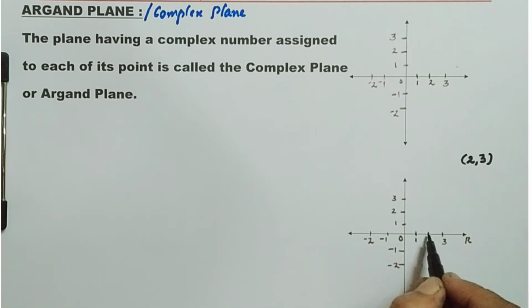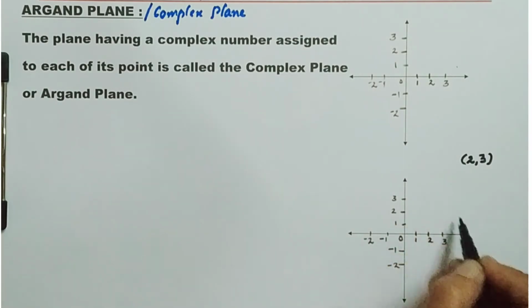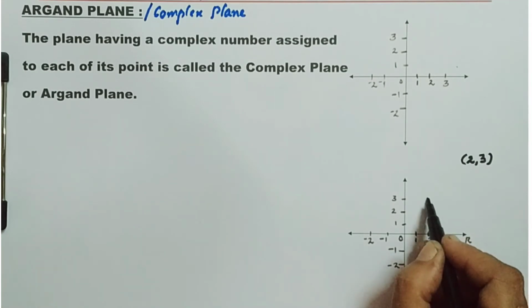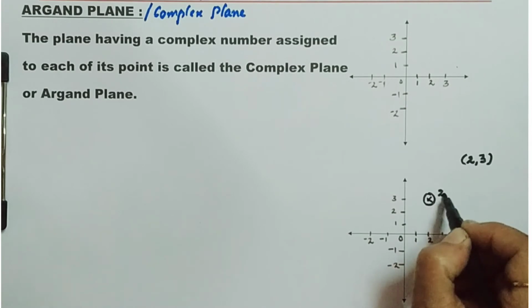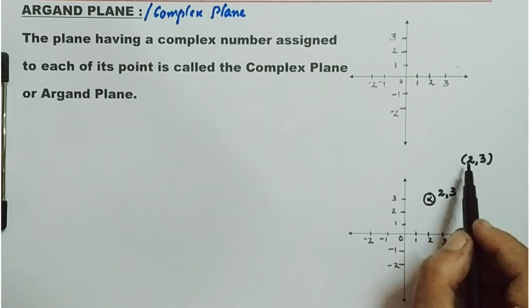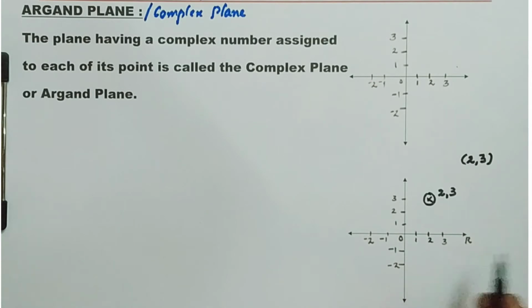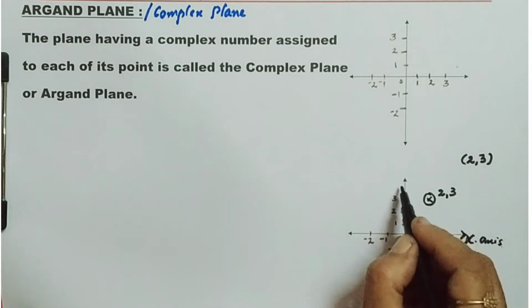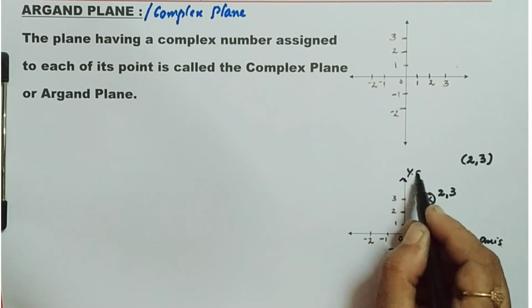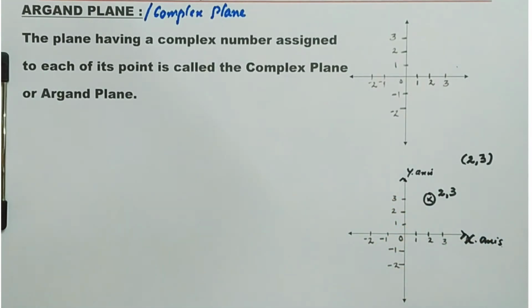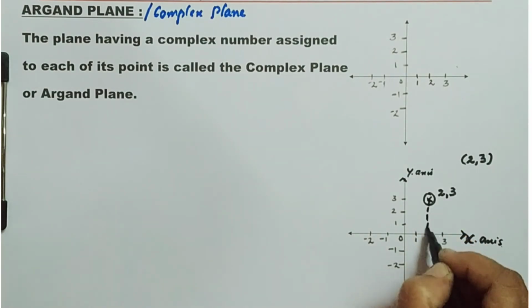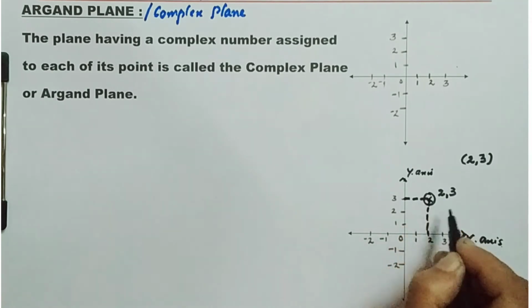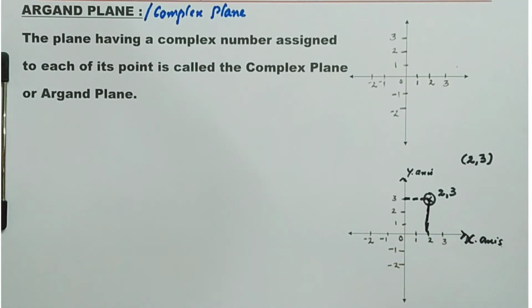Let this be x value 2, y value 3. This point represents 2, 3. Remember, this is the point in the Cartesian plane in which this axis may be called the x-axis and this axis is called the y-axis. Now, the point 2, 3 has a unique location in this plane. This is in the case of the real number system.